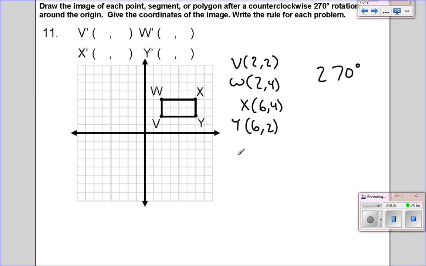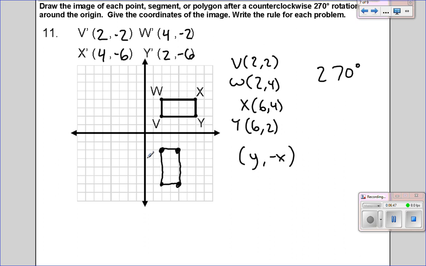All right, so for 270, the rule is (y, -x). So for V prime, the y will come first, so 2. The x will go to the back, and it's going to change signs, so -2. W: y comes up first, so 4, and 2 goes to the back and changes signs. X: y comes up front, 4, and 6 changes signs. Y prime: 2 comes up front, 6 goes to the back and changes signs. So we graph it, and we get this figure right here. Notice it's not facing the same direction. That's okay because it's rotating around the origin.